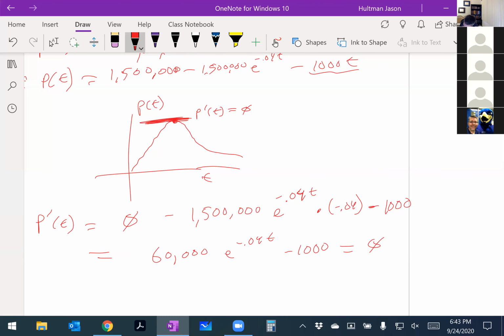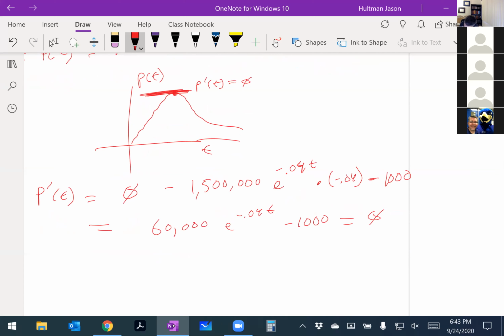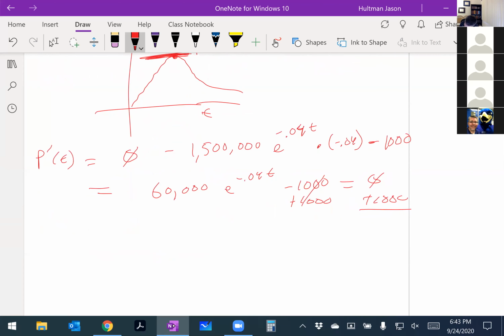Solve for t. Well, let's add 1,000 to both sides, and we get 60,000 e to the negative 0.04t is equal to 1,000. Divide by 60,000, and I get e to the negative 0.04t is equal to 1 over 60.